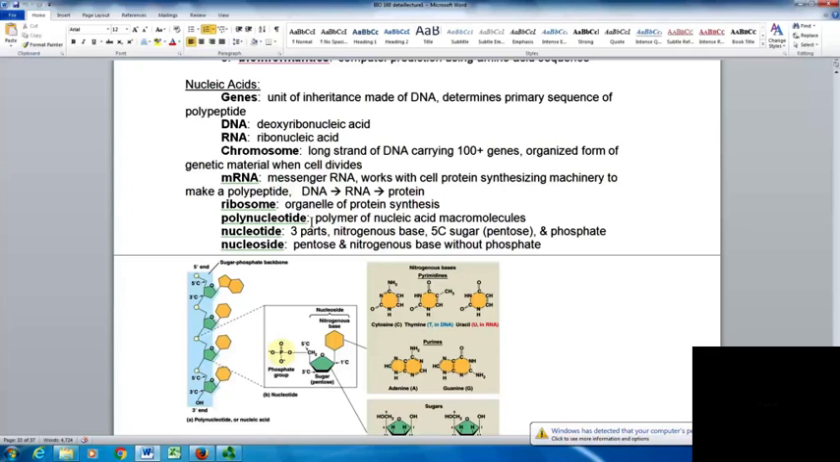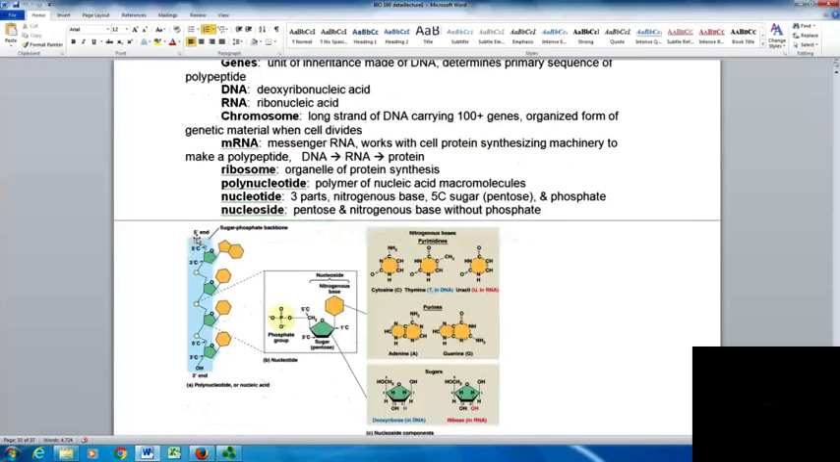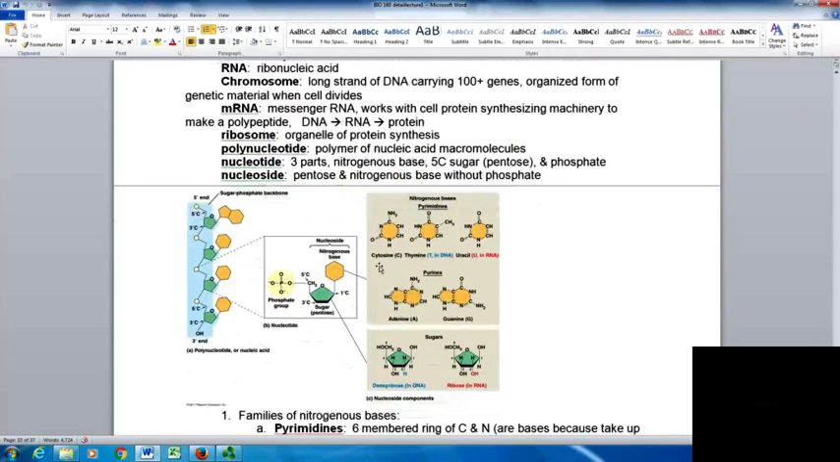So polynucleotides, this is going to be a polymer of a nucleic acid macromolecule. A nucleotide has 3 parts to it: a nitrogenous base, a 5-carbon sugar, so in this case is pentose, and a phosphate group on there. A nucleoside only has 2 parts. It's missing the phosphate. You've got the pentose and the nitrogenous base. So these can be a little tricky to keep the difference straight in them. The way I remember it is you've got 2 comes before 3. So 2 parts here before 3 parts. And S comes before T. So the 2 part is the S, the 3 part is the T.